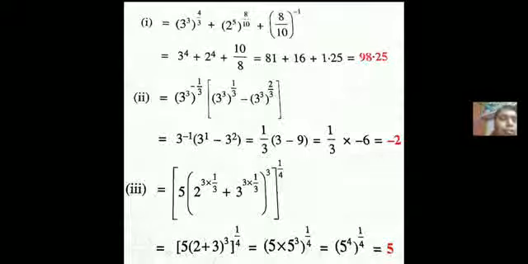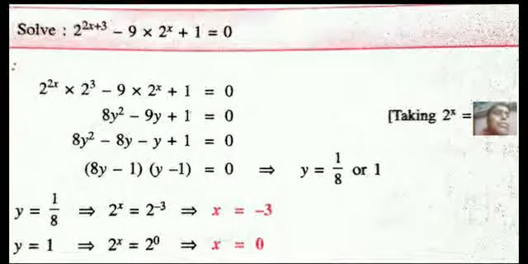5 to the power 1 into 5 to the power 3 becomes 5 to the power 4. So 5 to the power 4 inside and 1 by 4 outside. So 5 to the power 4 into 1 by 4, the 4 cancels, and 5 to the power 1 is equal to 5. I hope it is clear, all of you understood. Next question for you.